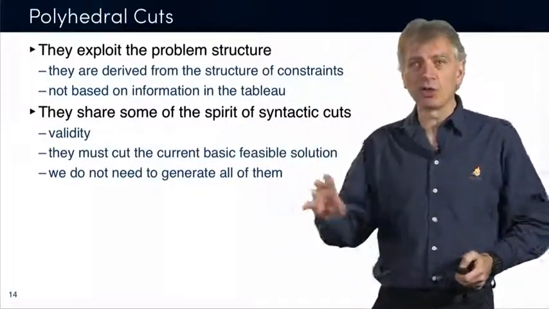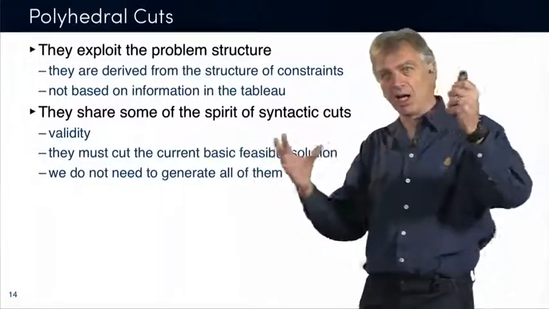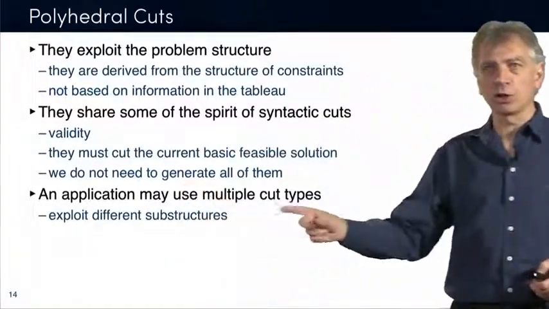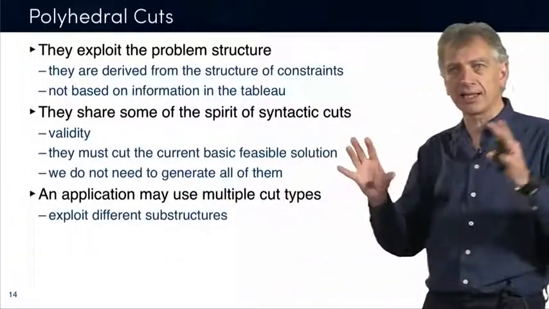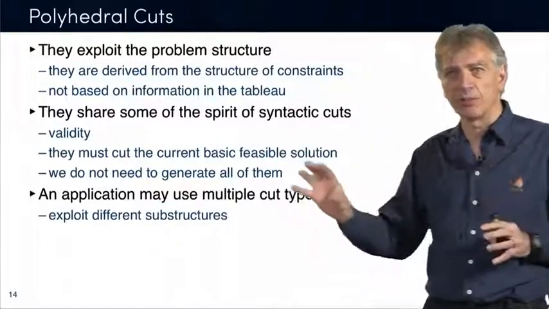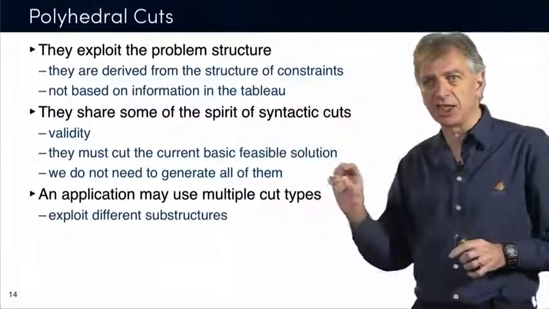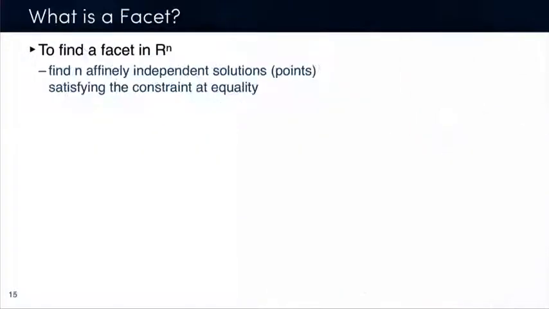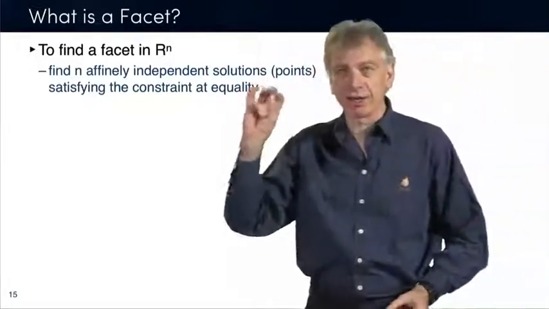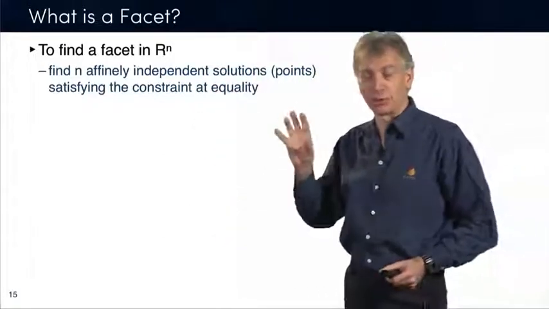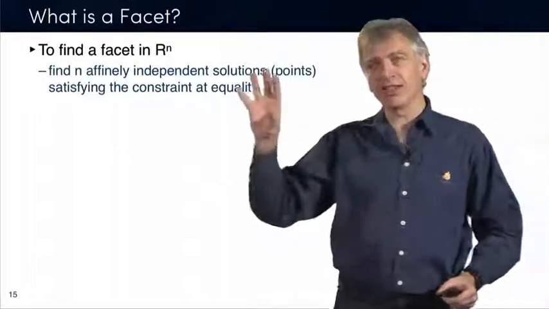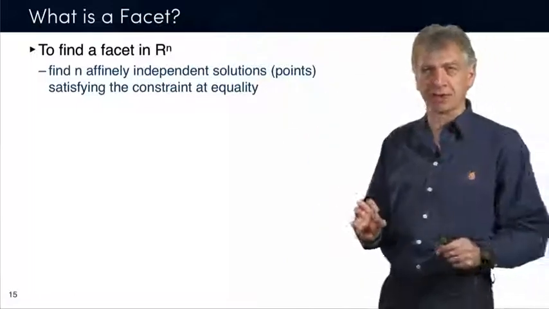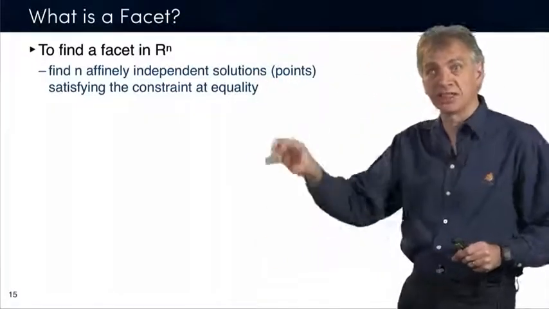Of course, we don't need to generate all of them. We can generate enough such that we can actually solve the problem effectively. Now, a particular application may use many of them. It's like global constraints in constraint programming. You may look at very different classes of cuts, which exploit different substructures of the application. So what is the facet of this convex hull? That's a critical thing that we'll have to define. What you're going to see is that the mathematics behind it is easy. Of course, the whole creativity is going to be finding this facet and then proving it with a simple proof.